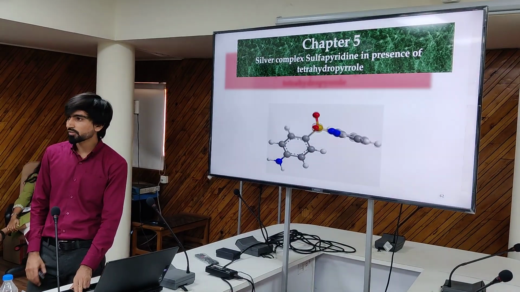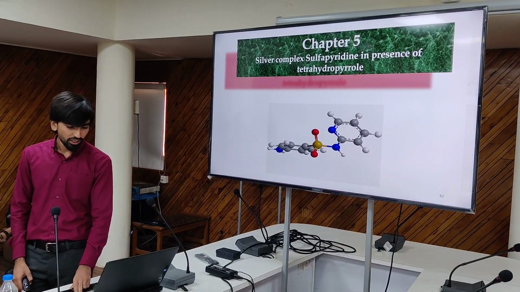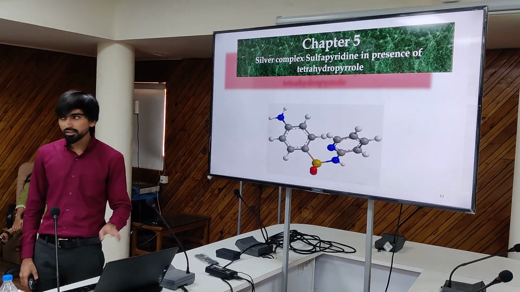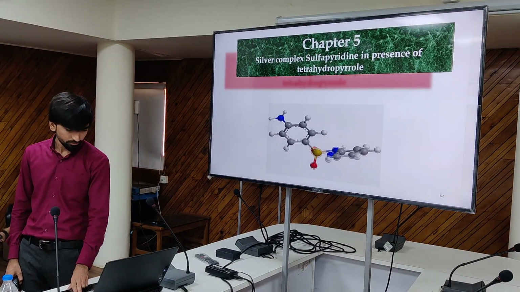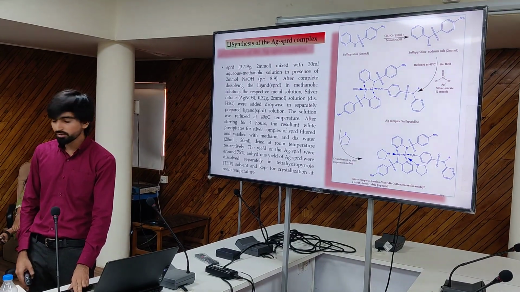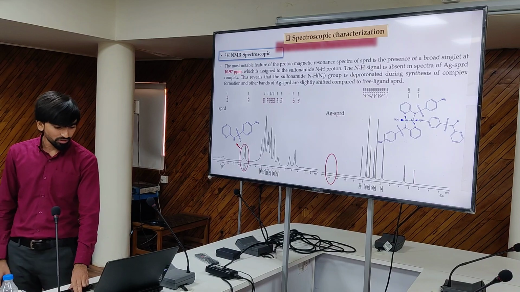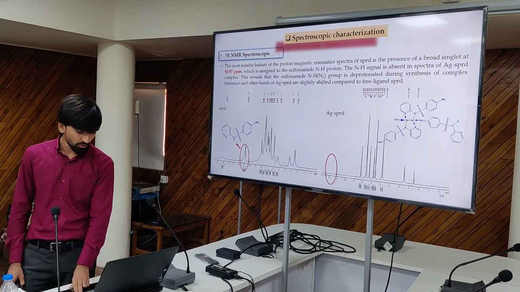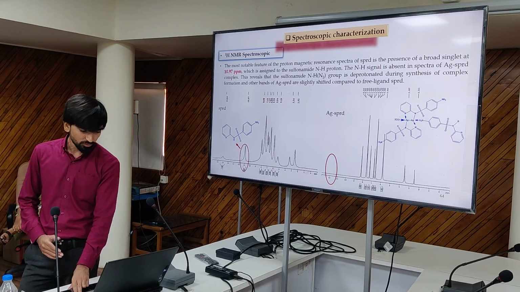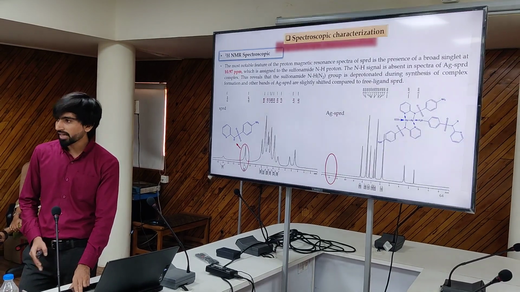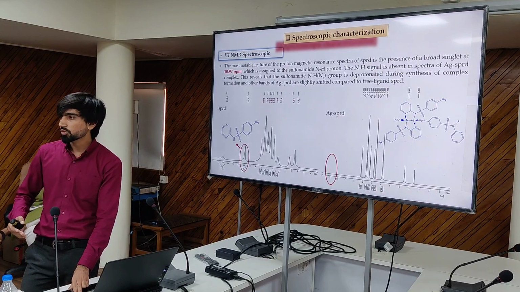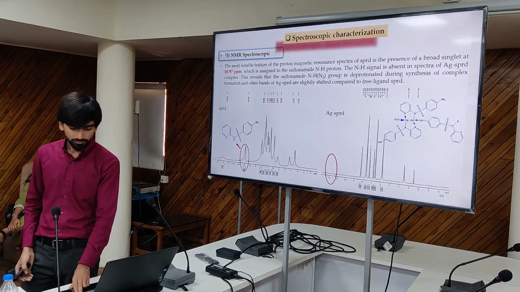Chapter 5: silver complex of sulfapyridine in the presence of tetrahydropyrrole. In the previous chapter we used nickel, and in this chapter we use silver as our target. The synthesis process is the same as we discussed in the previous chapter. From the spectroscopic characterization, the peak around 10.97 is present in the case of the sulfapyridine molecule and absent in the case of the metal complex of sulfapyridine. So we saw that the SO2NH moiety is deprotonated.